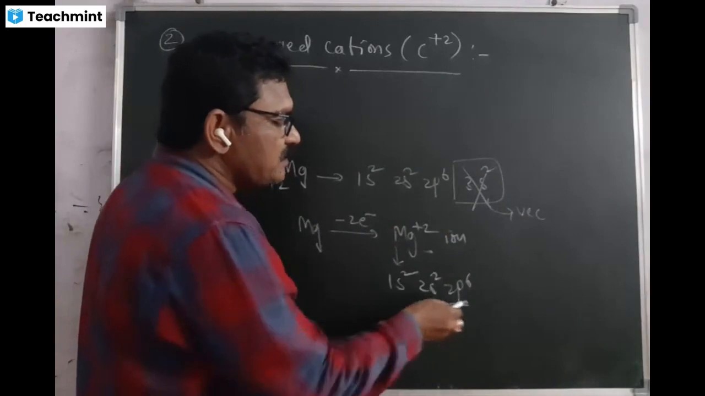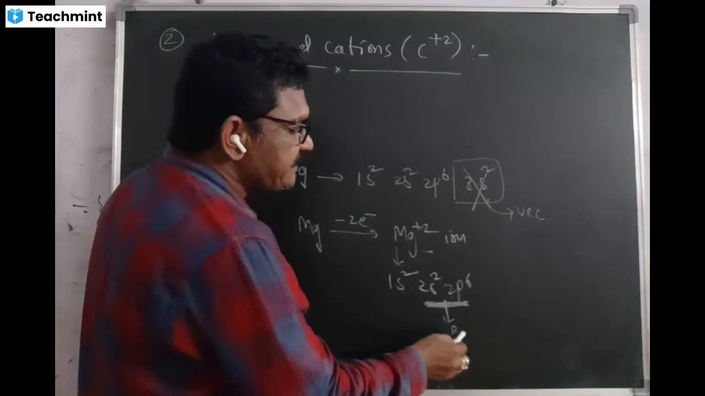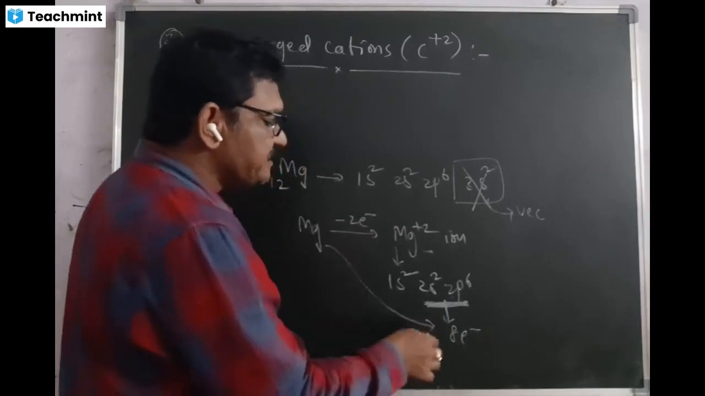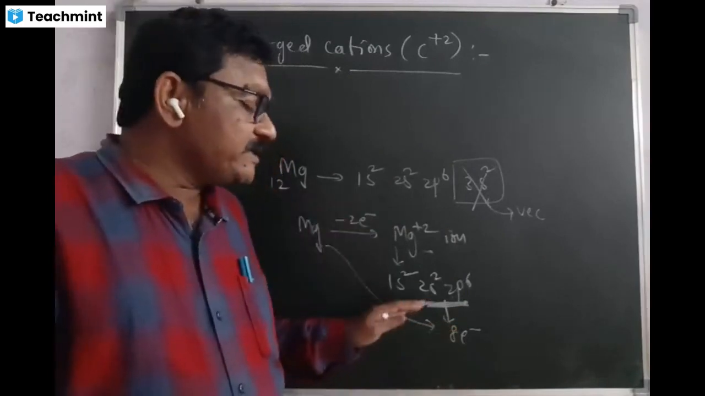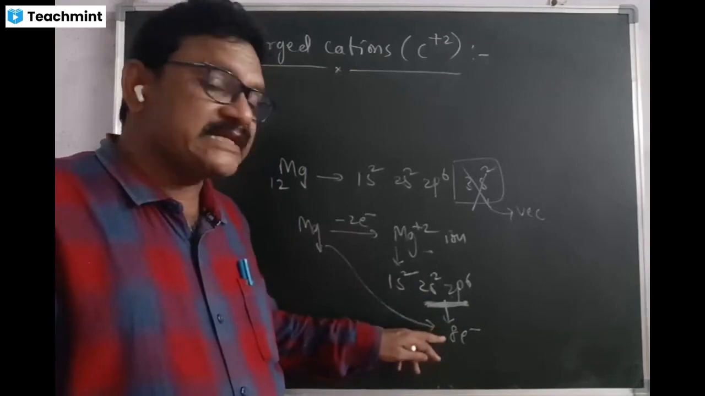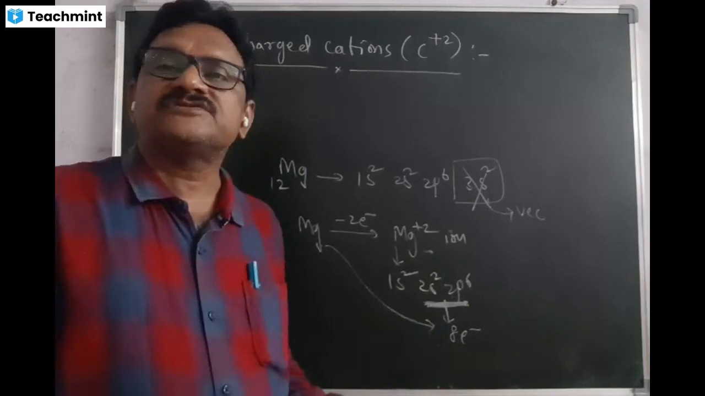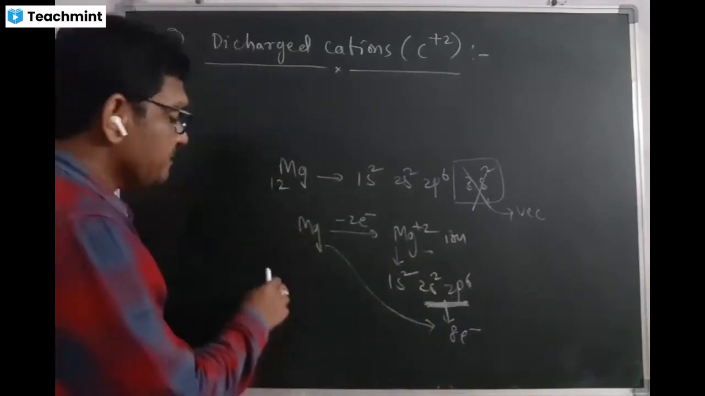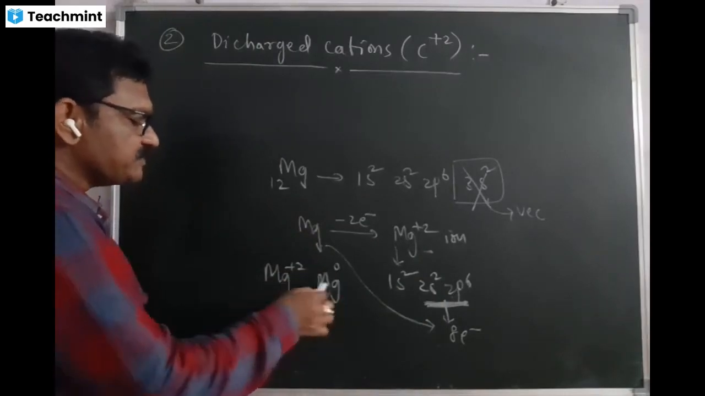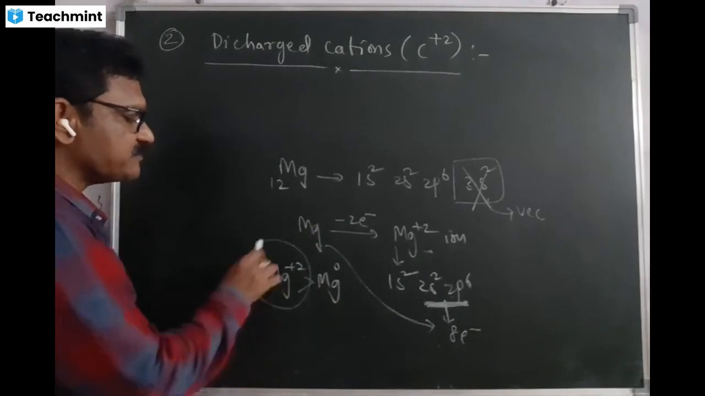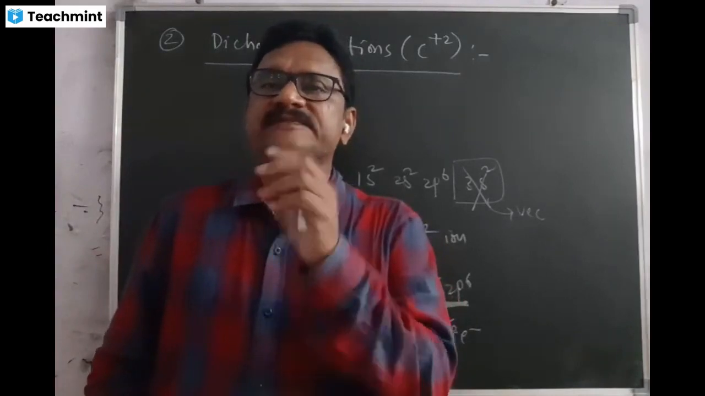2s2, 2p6 means here the outer orbit valence shell is the second shell. How many electrons are there in the outer orbit valence shell? 8 electrons are there. That means magnesium attains octet configuration. Whenever an atom possesses 8 electrons in its outer orbit, it should be stable. So from this, Mg+2 is stable compared to magnesium 0. That's why second A group metals can exhibit +2 oxidation state.